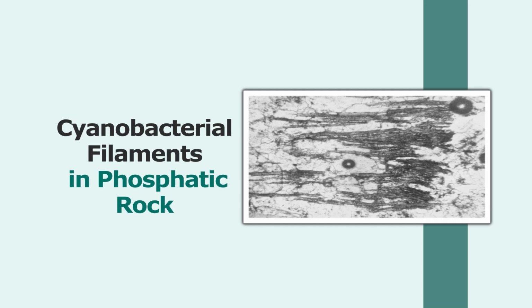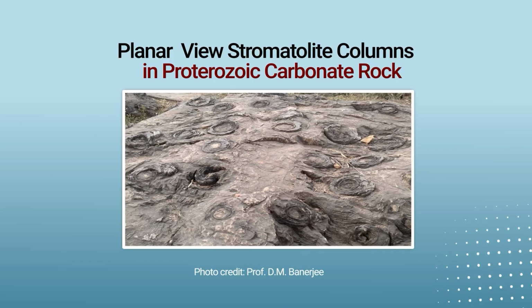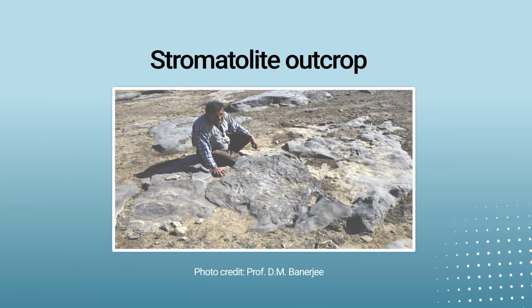At the bottom is a laminated algal body, and at the top is a columnar structure. These rocks also contain cyanobacteria filaments, very minute, fine-grained minerals, and they are very small in nature. They also get preserved in some of the phosphatic rocks. Here is a very interesting planar view of a stromatolite column in a carbonate rock. You can see the round surface. These are a group of stromatolites called conophyton, and this is the upper surface.